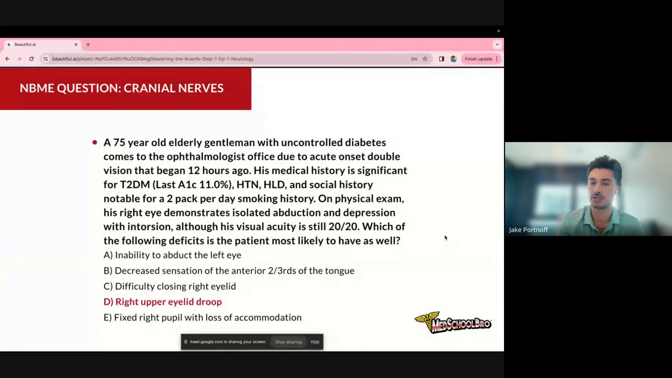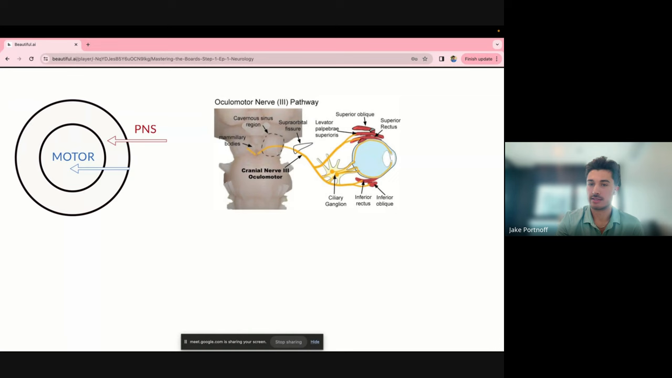Now, I wanted to integrate and just show you a couple more diagrams as it relates to this. I'm reminded that our PNS fibers are actually going to synapse in the ciliary ganglion. And of course, we talked about how they're going to innervate the muscle fibers to cause what? Constriction of our pupil, which you guys got great. All these other muscles here are innervated motor-wise. We talked about all the ones. And then this is the key one for our question, levator palpebrae superioris. Okay, that was the upper eyelid droop integration there.